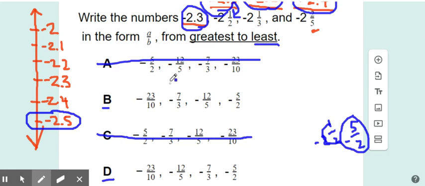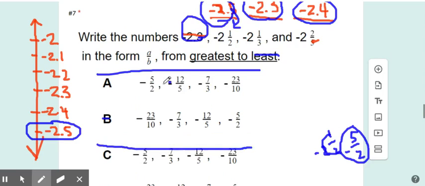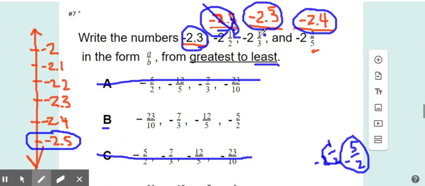So what would be the next smallest number? Well, the next smallest number, if I've already used this one, how about negative 2.4? Right, that's the second to last on this number line. So negative 2.4, that came from this number, which was negative 2 and 2/5.